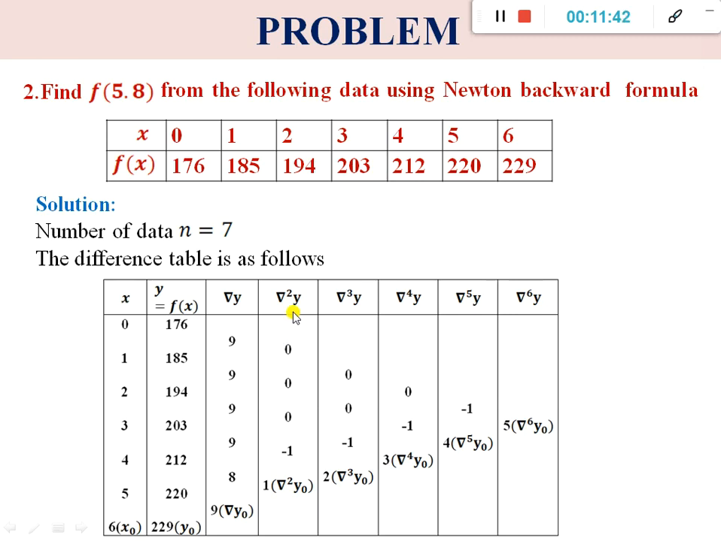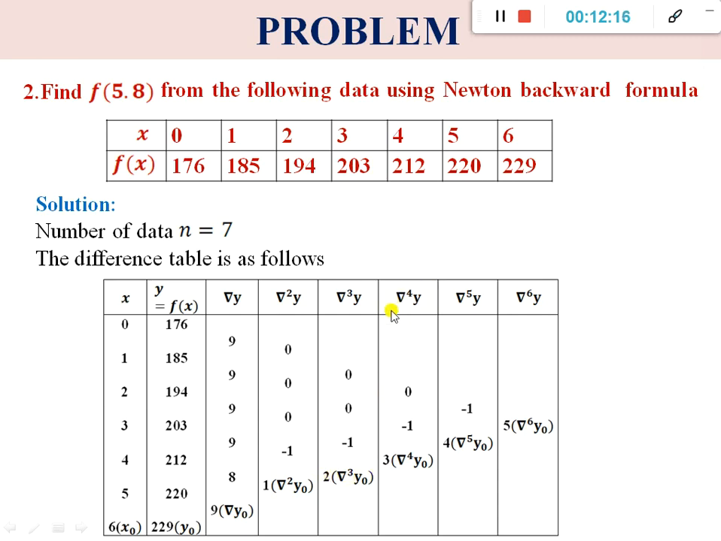Let us move on to the next column, delta square y naught. The same process we are doing. 9 minus 9 is 0, 9 minus 9 is 0, 9 minus 9 is 0, 8 minus 9 is minus 1, and 9 minus 8 is 1. This is nothing but delta square y naught. Next column, delta cube y. So 0 minus 0 is 0, 0 minus 0 is 0, again minus 1 minus 0 is minus 1, and 1 minus of minus 1 is 2. This is the delta cube y naught value.